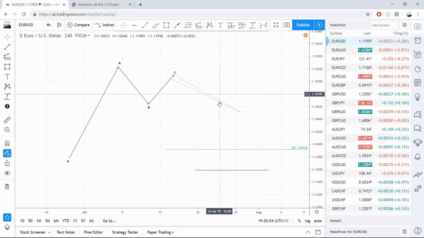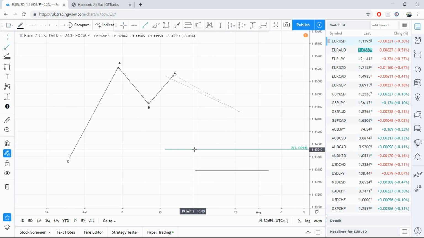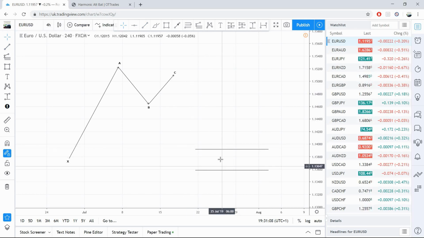And 200% of that move forms here. So this is the second part of our potential reversal zone. So there's our second point of our potential reversal zone.